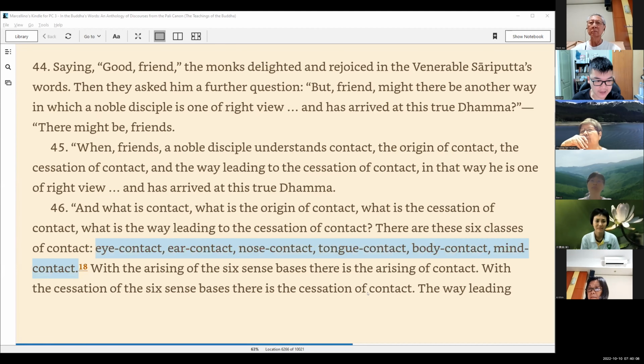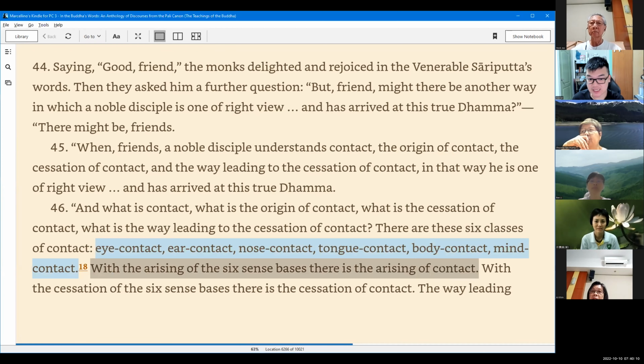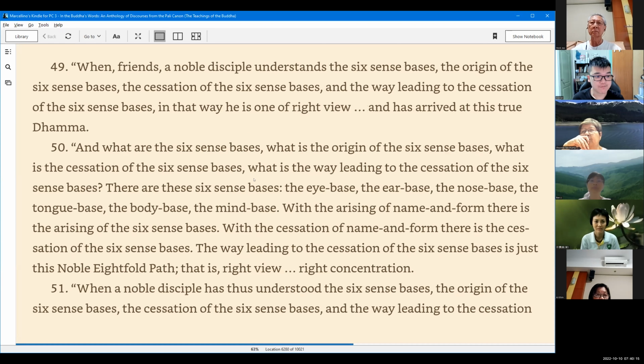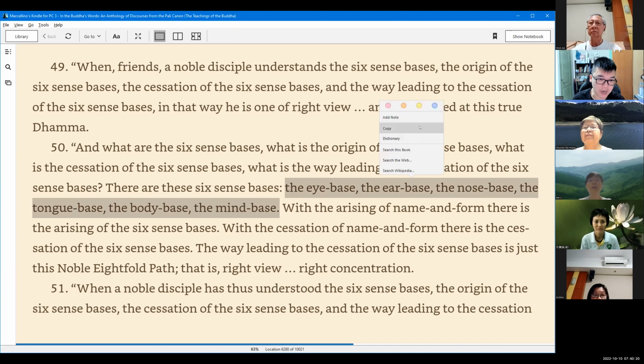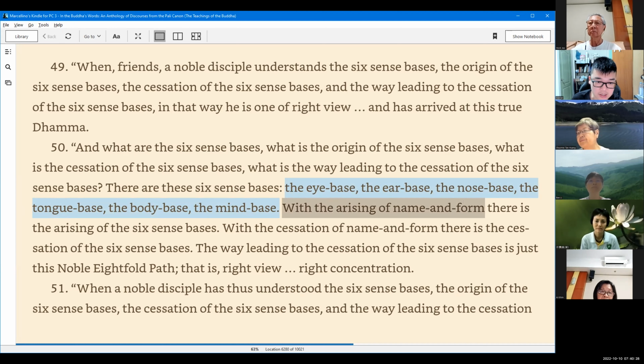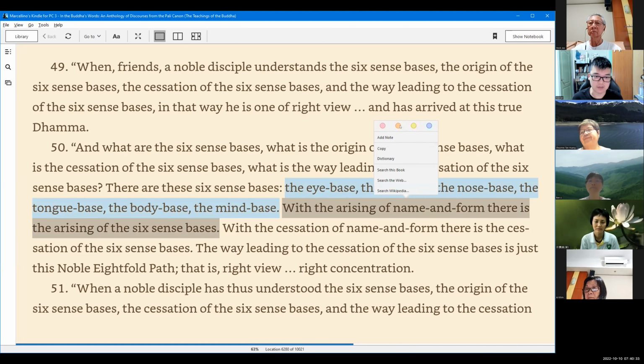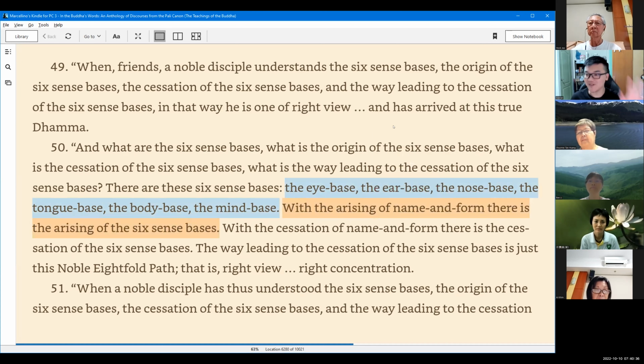So previously, contact. With the arising of the sixth sense basis, there's the arising of contact. Now, taking a look, what are the sixth sense bases? The eye base all the way until the mind base. And what is the origin of the sixth sense basis? Name and form. With the arising of name and form, there's the arising of the sixth sense basis. And the rest follows the same pattern. So these two lines are the important portion.